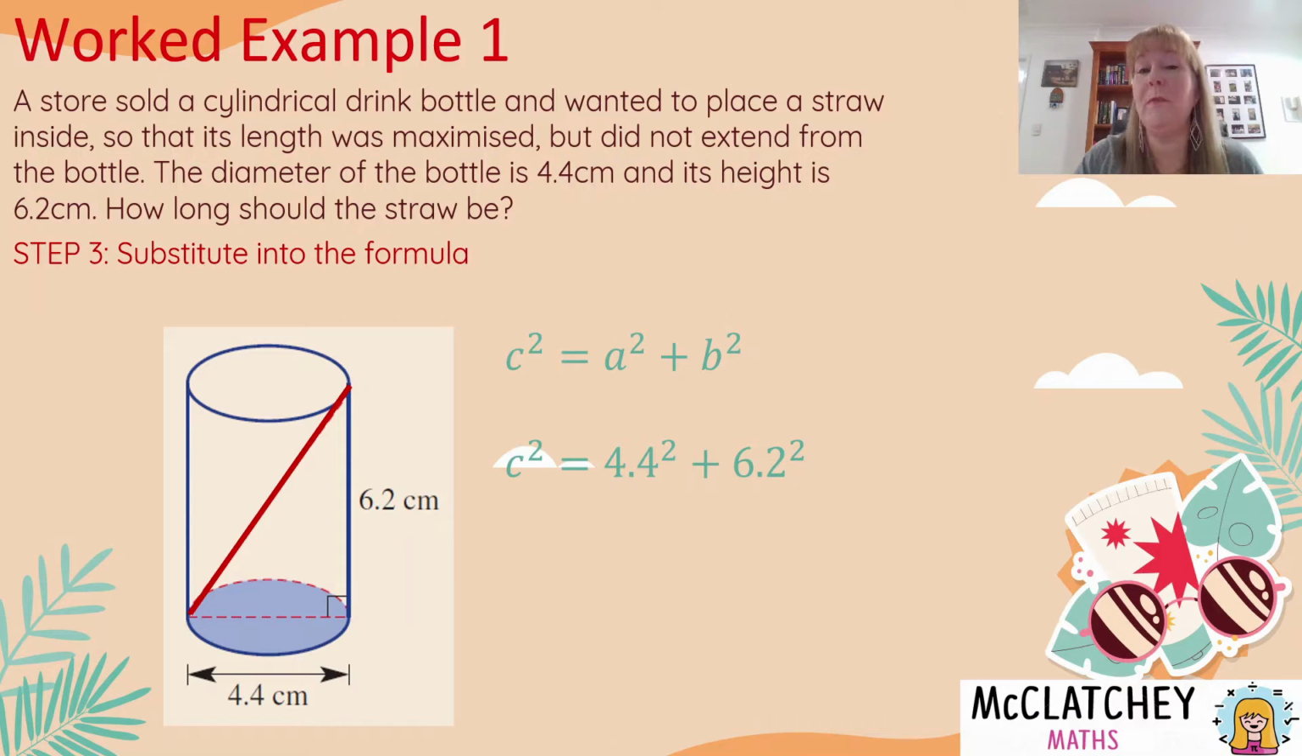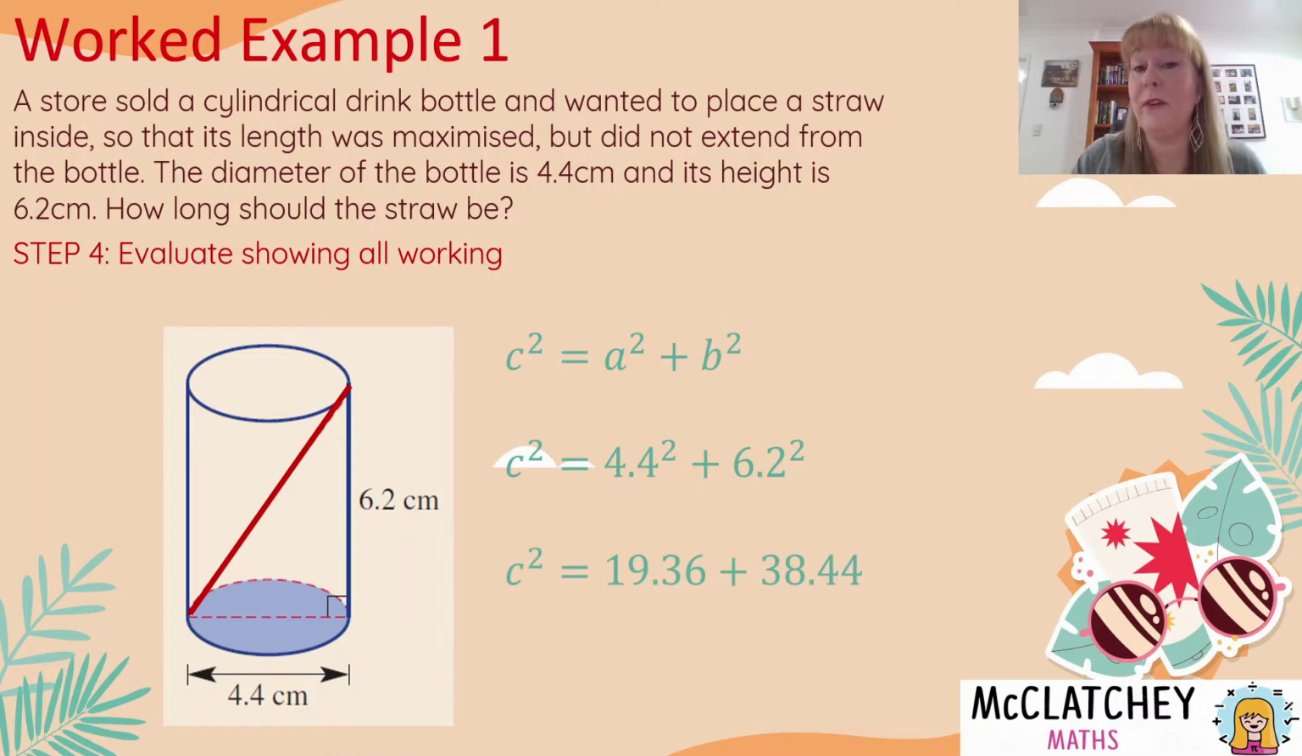So we've substituted the base of 4.4 and the height of 6.2 into our formula, and now we need to evaluate that, showing all of our steps of working. So 4.4 squared is 19.36 and 6.2 squared is 38.44. Why don't you pause here and see if you can work out the actual length of the straw all by yourself, and then check in with me and see if you got all the steps of working written down properly and if you got your answer correct.